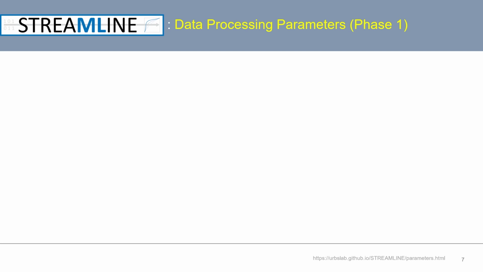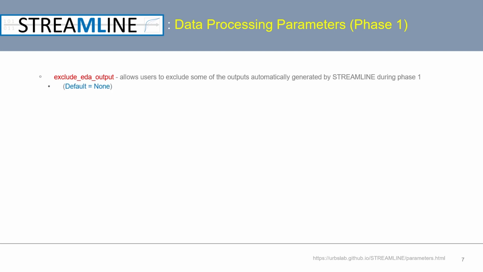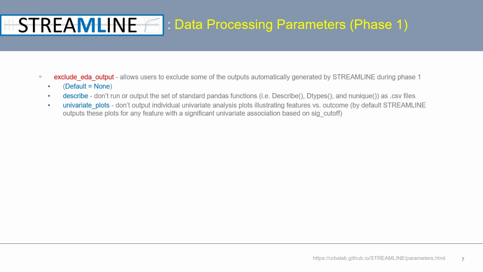Moving on to Phase 1 data processing run parameters, exclude EDA output allows users to exclude some of the outputs automatically generated by Streamline during Phase 1, mainly to simplify the output and reduce the required output storage space. This parameter's default is none, meaning that all outputs will be generated by default. As options for this parameter, the user can specify describe, which indicates that Streamline shouldn't run or output the set of standard pandas functions, describe, data types, and number of unique. Also, univariate plots, which indicates that Streamline shouldn't output individual univariate analysis plots illustrating features versus outcome.